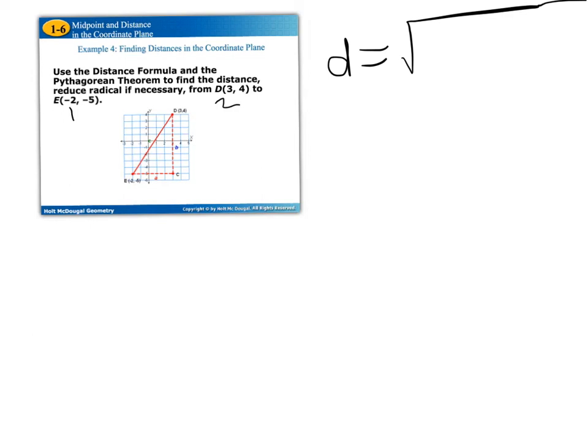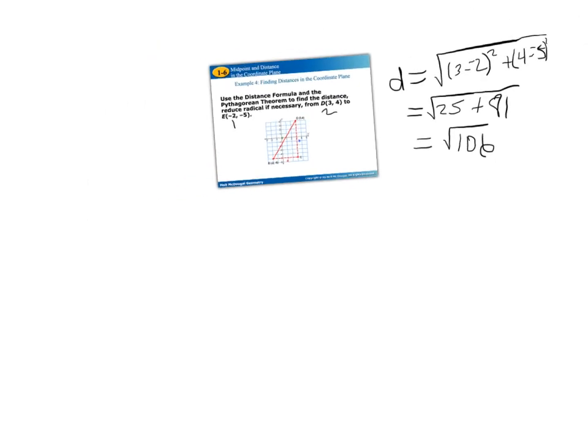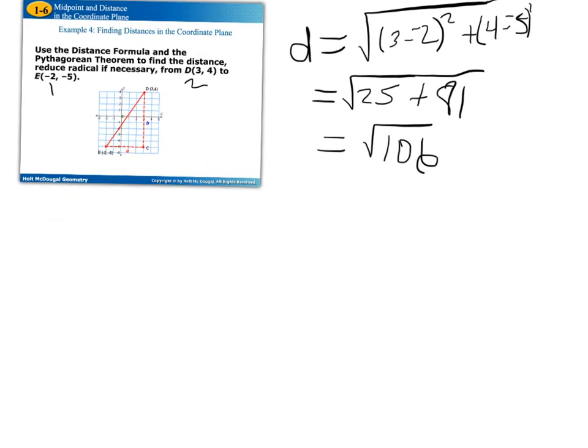I'm going to go ahead and fill in my table. 3 minus negative 2 squared plus 4 minus negative 5 squared. This becomes 3 minus negative 2 is 5. 5 squared is 25. 4 minus negative 5 is 4 plus 5, which gives you 9. 9 squared is 81. This becomes the square root of 106. This is not reducible by radicals, so we just leave it as the square root of 106. So this is the distance, using the distance formula, of DE.